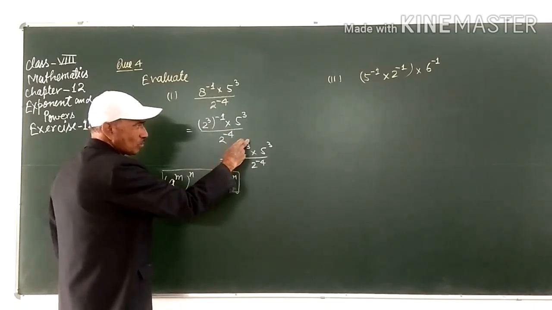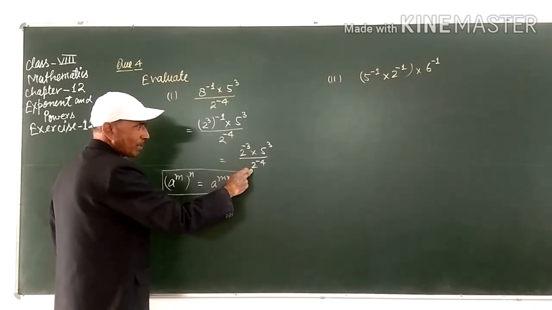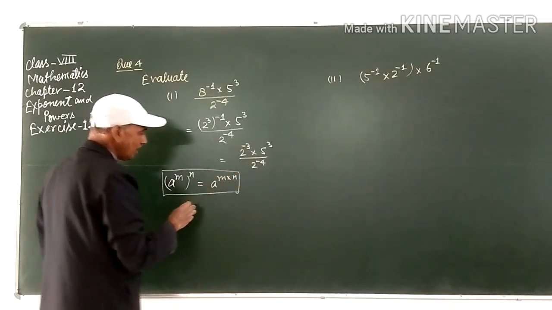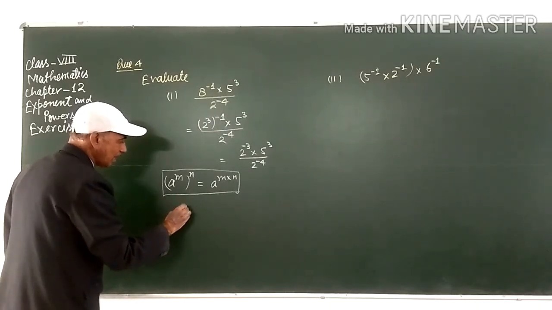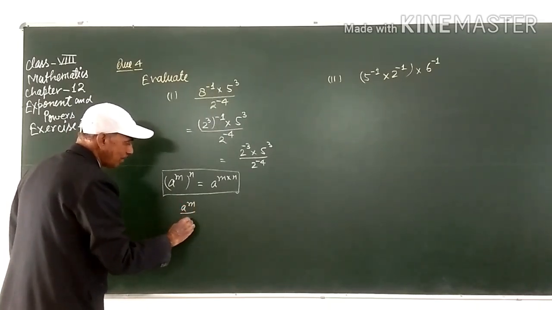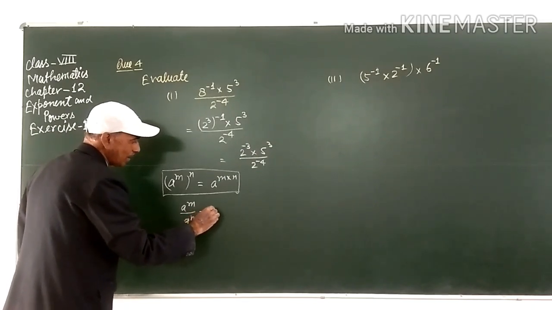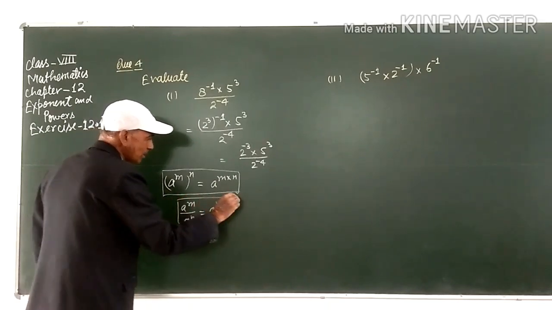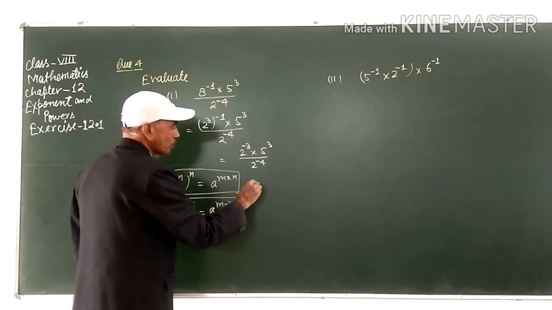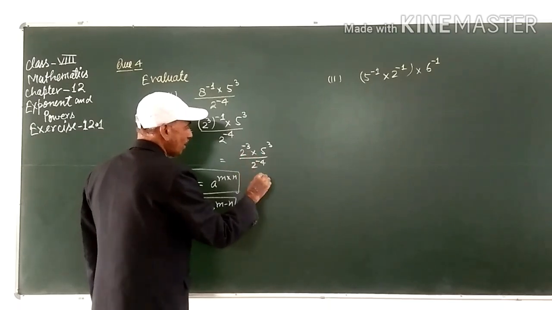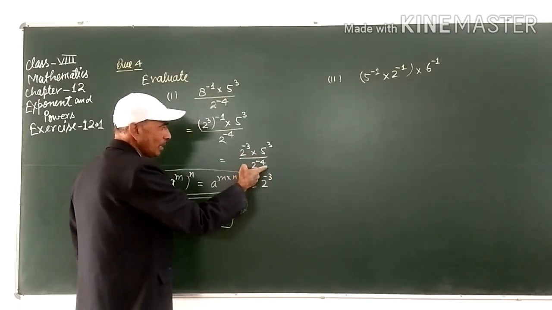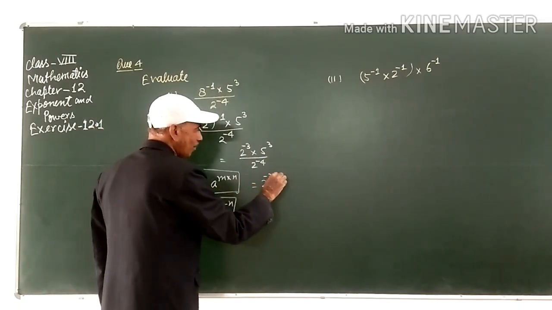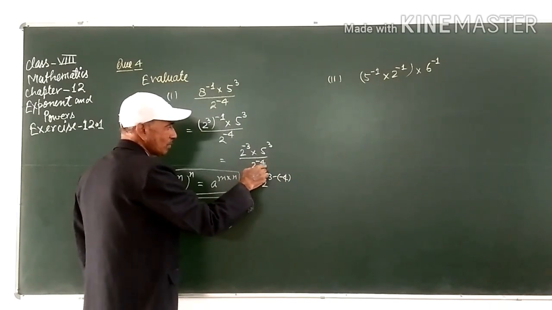Now in this part, 2 raised to the power minus 3 divided by 2 raised to the power minus 4. So, students, this one will follow the rule that a to the power m divided by a to the power n is a to the power m minus n. Using this rule we have to solve this part. So it will be 2 raised to the power minus 3, and the powers will be subtracted, that is m minus n, minus 4.